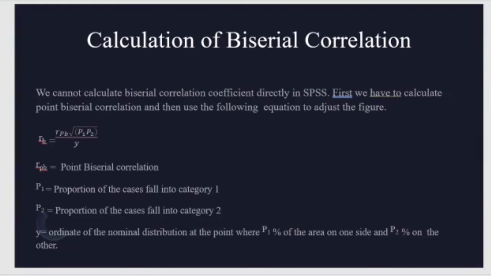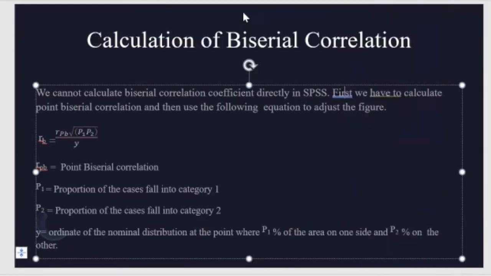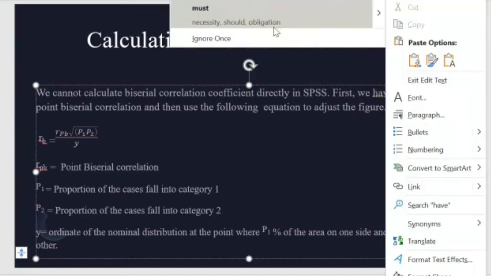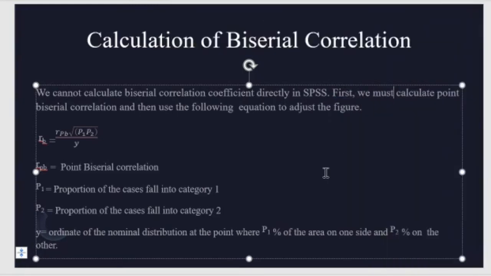In SPSS again, we don't have any option for biserial correlation. We have to calculate it through Pearson. First we calculate the point biserial, and then we make an adjustment with this equation. Here, RPB means the point biserial correlation. So first you calculate the point biserial in SPSS, then you will get a score.